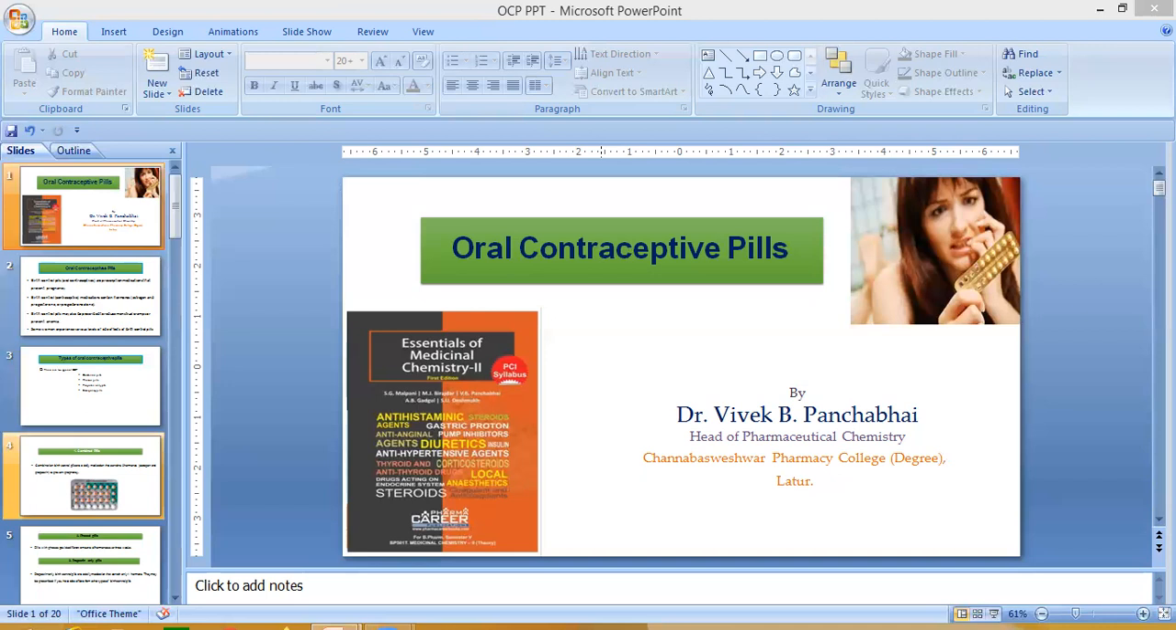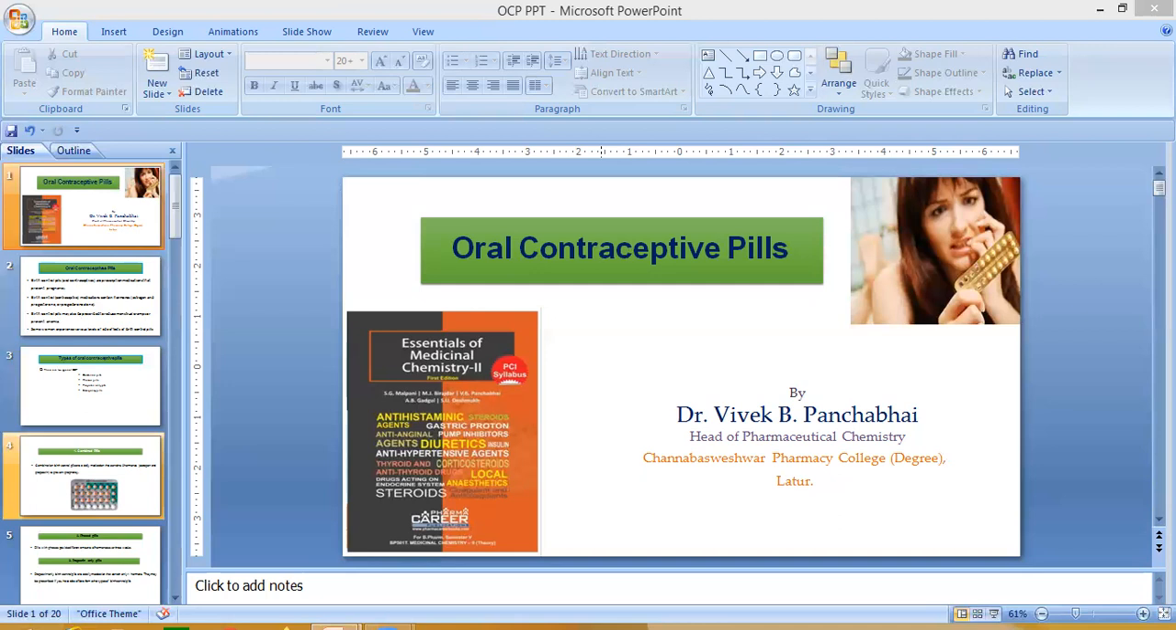Second is phased pills. These pills provide different amounts of hormones over 3 weeks, meaning the concentration of particular hormones is different. That is called phased pills. Generally, it may contain only one hormone, maybe in this combination, phased pills.